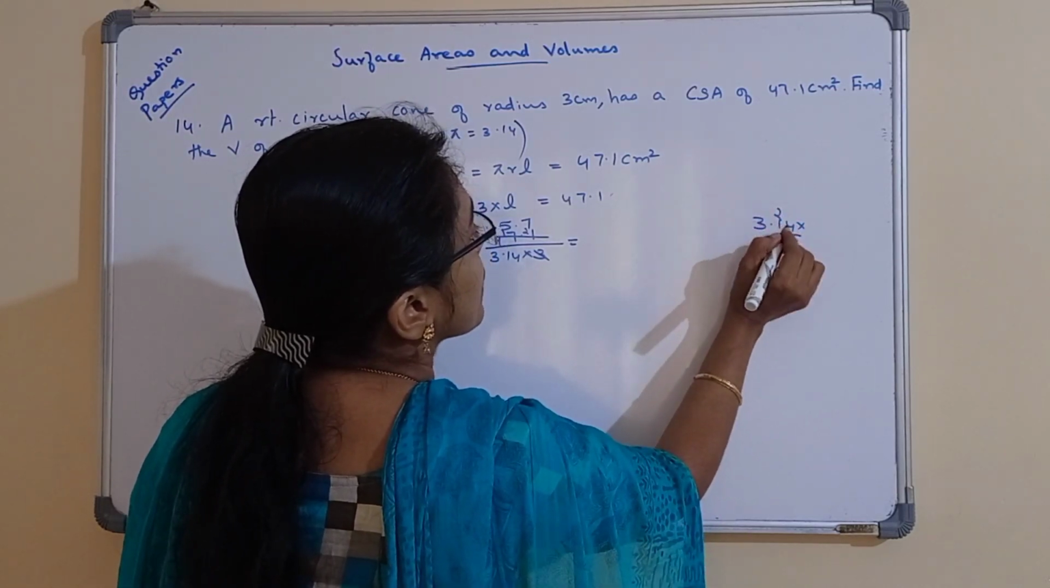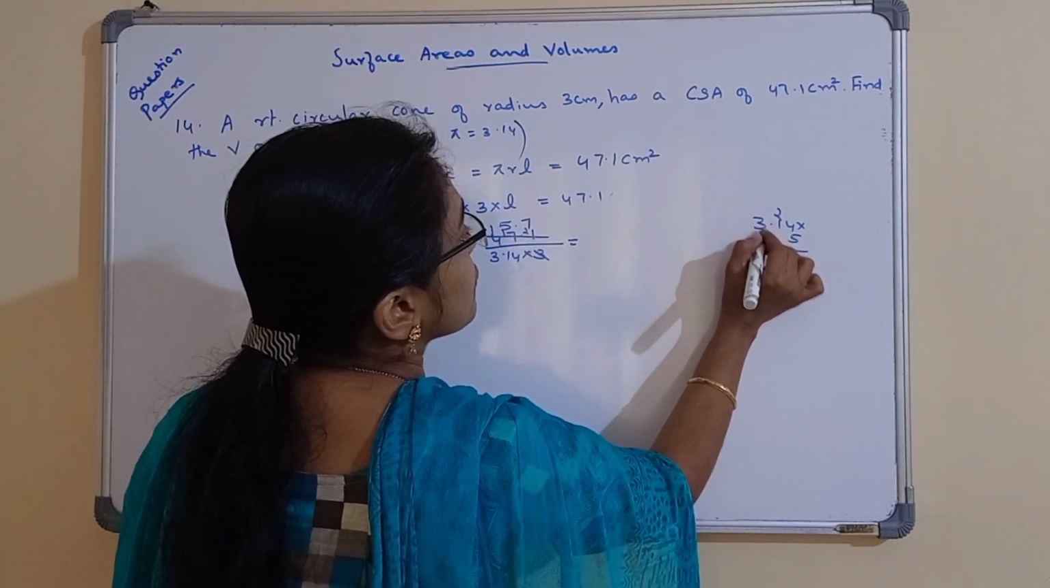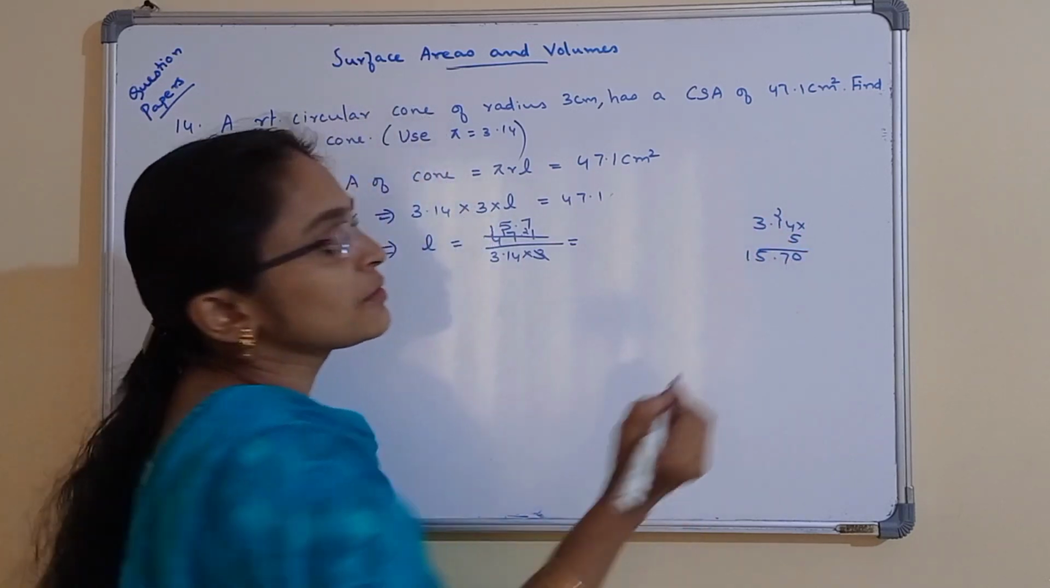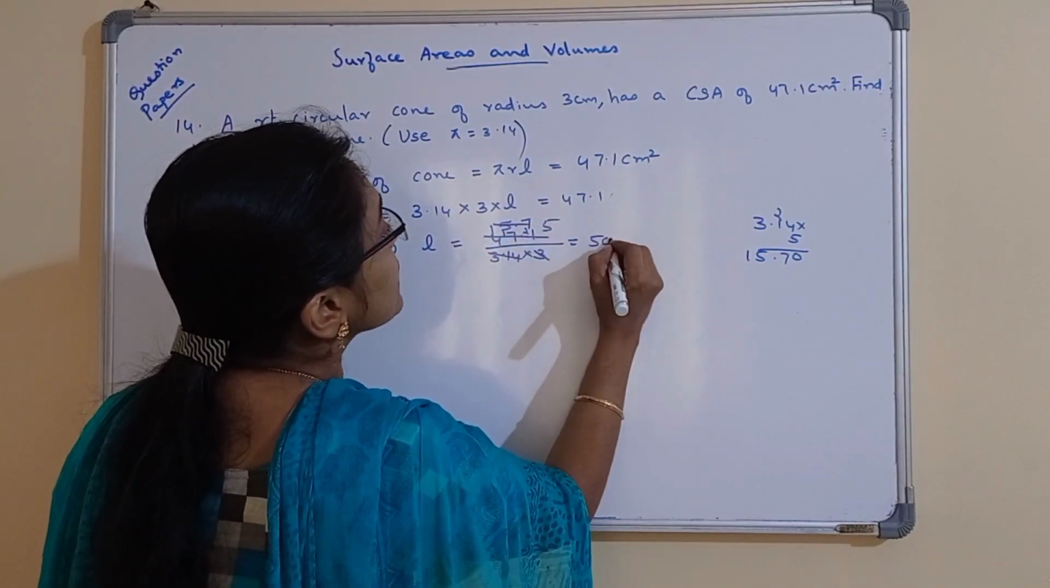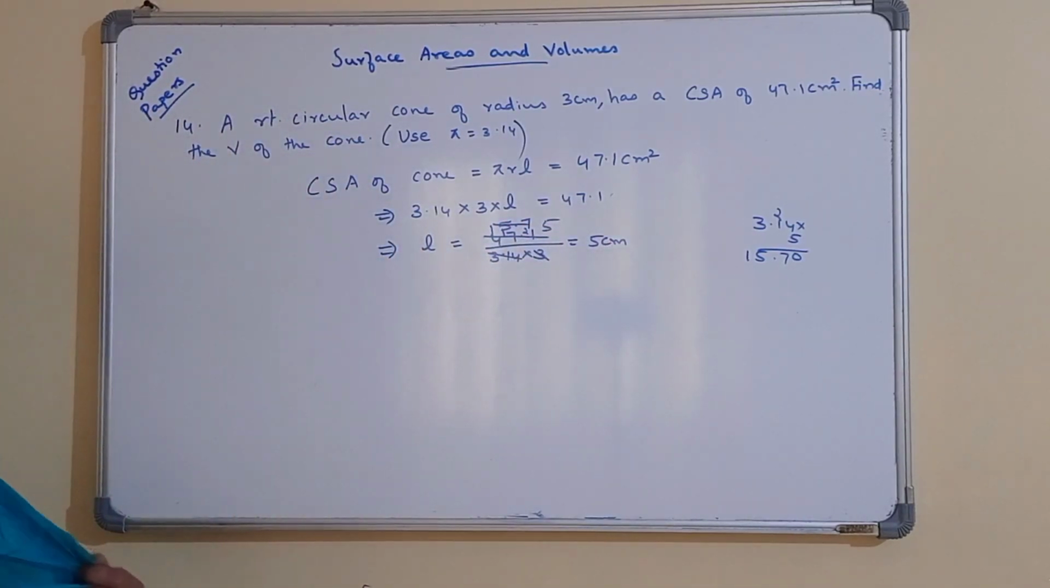Now we can see that 15.7 by 3.14 is 5, because 3 into 5 is 15, 15.7. So this is equal to 5. So L equal to 5 centimeter.